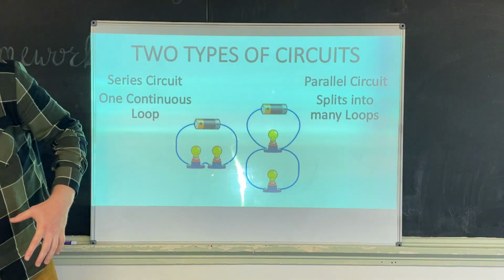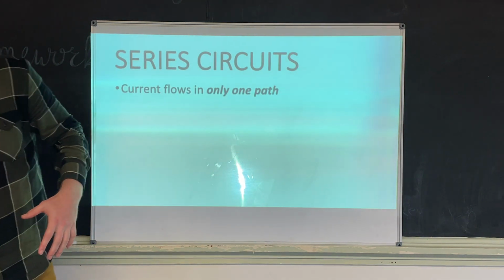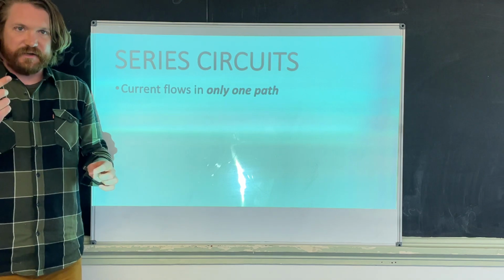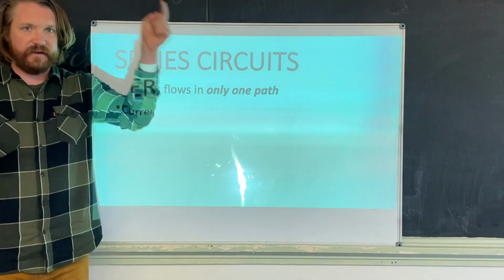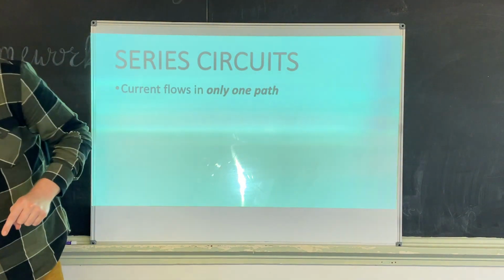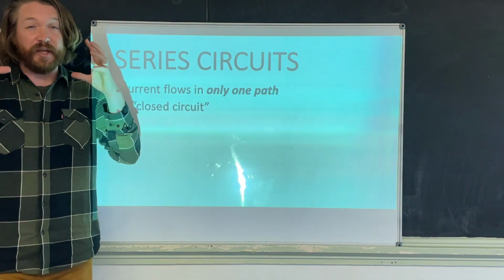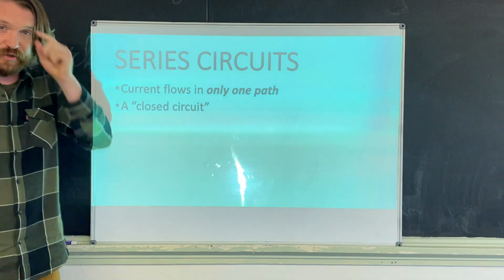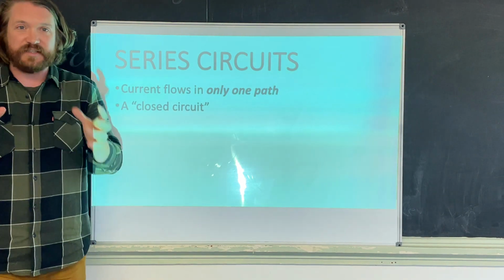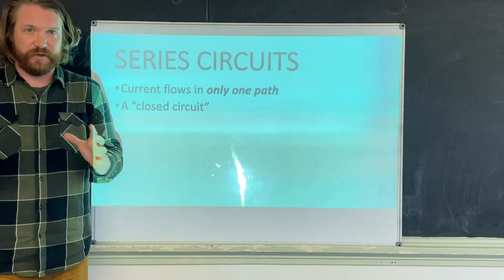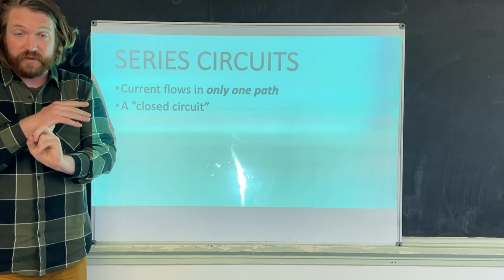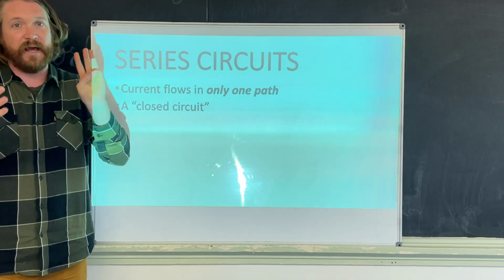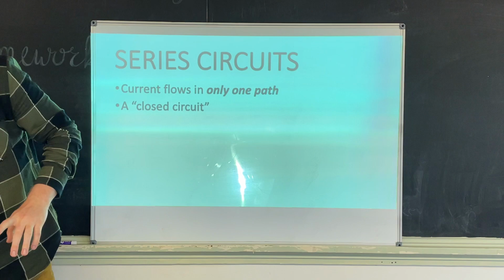All right, so again, series circuits, what do we know? The current in a series flows in only one path. It is a continuous single loop. It is what we call a closed circuit, and it's closed because again, it doesn't split into other circuits. Now, we need to understand a few things about series circuits, and that is what happens with the voltage, what happens with the current, and what happens with the resistance, okay?